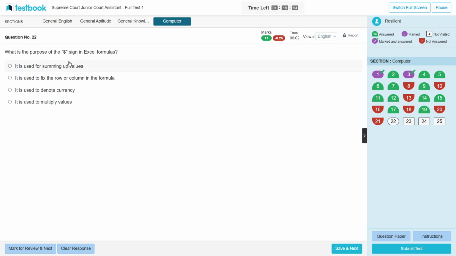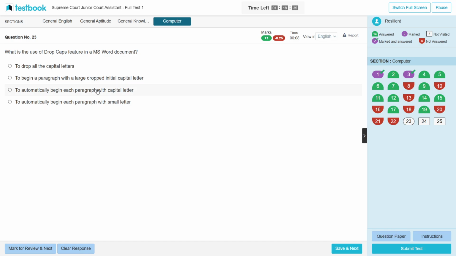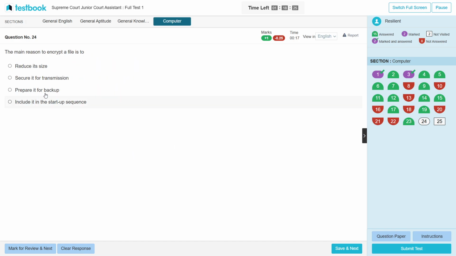What is the purpose of dash in Excel formulas? It is summing up, denote currency, multiple values to fix zero. What is the use of the drop caps feature? To begin each letter with a capital. Yes, with a capital letter. To begin a paragraph with a large drop initial capital letter. The main reason to encrypt a file is to secure it for transmission.